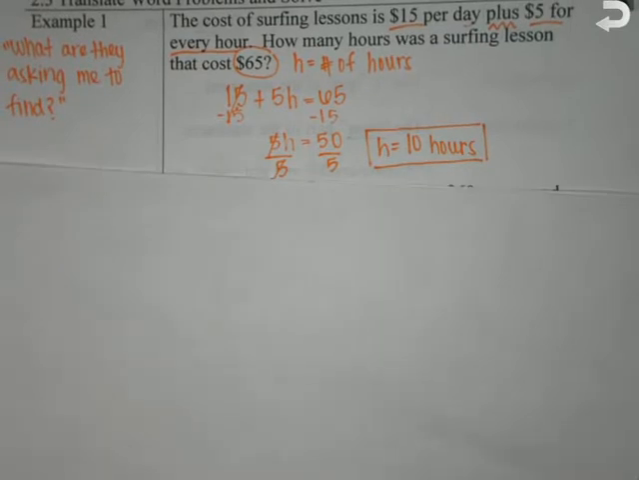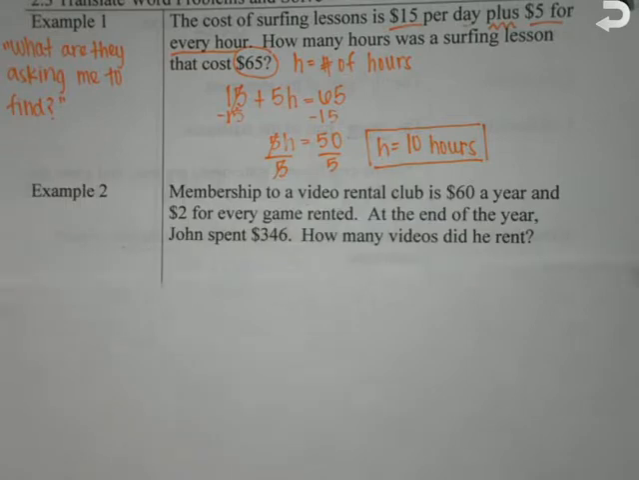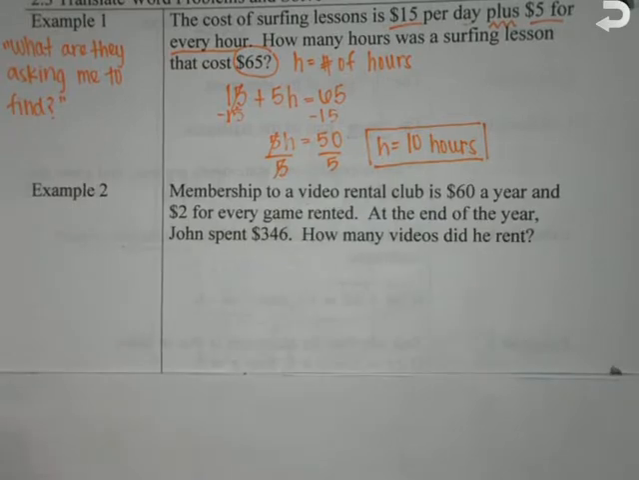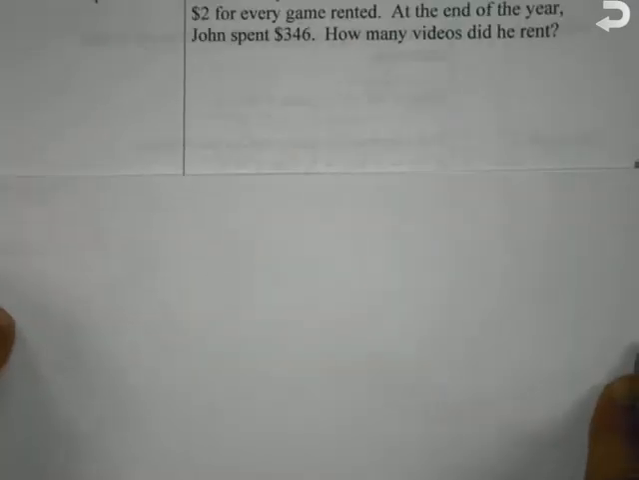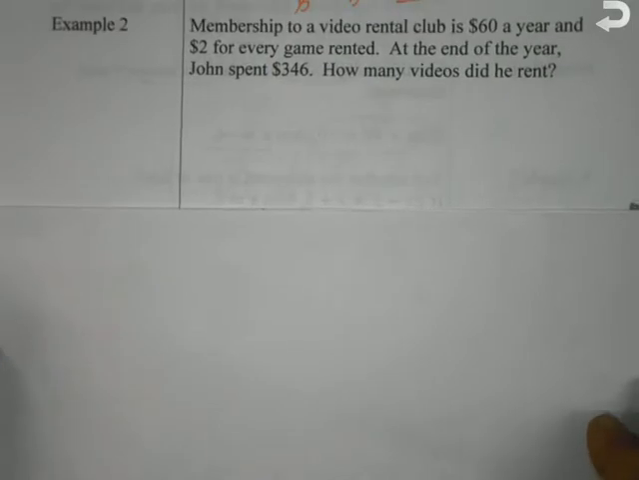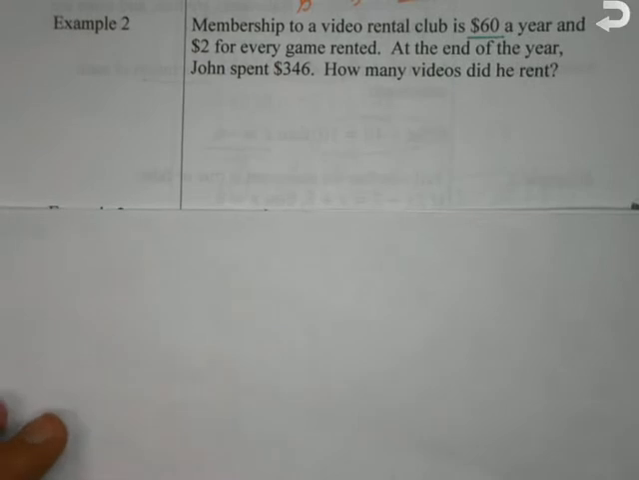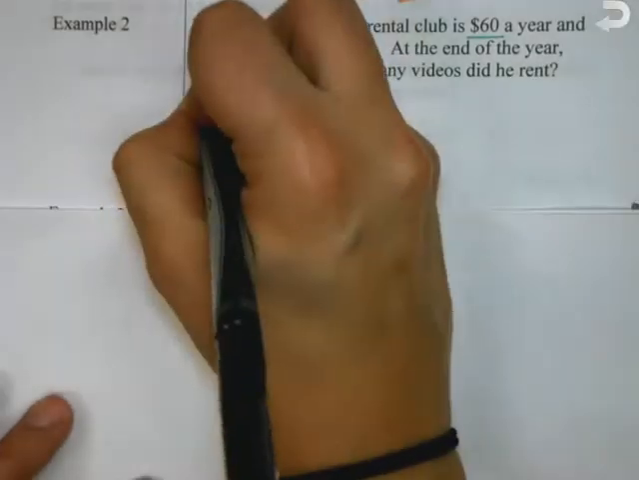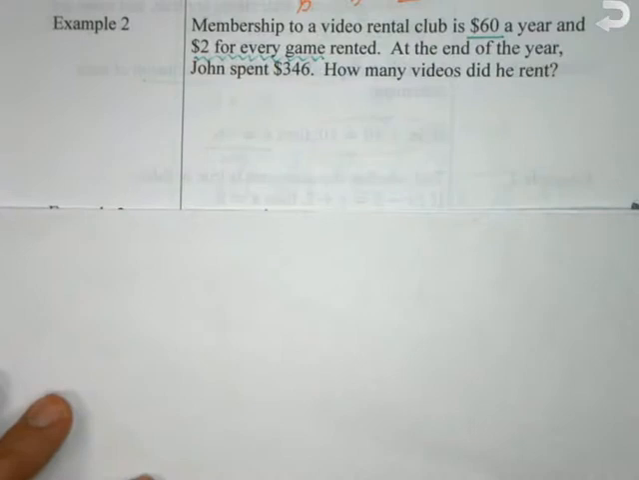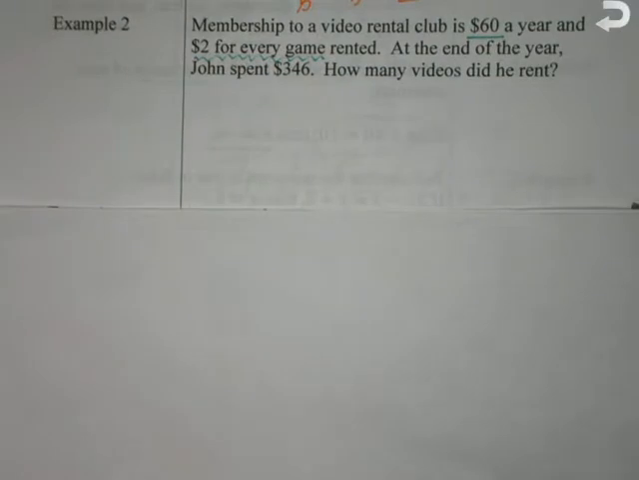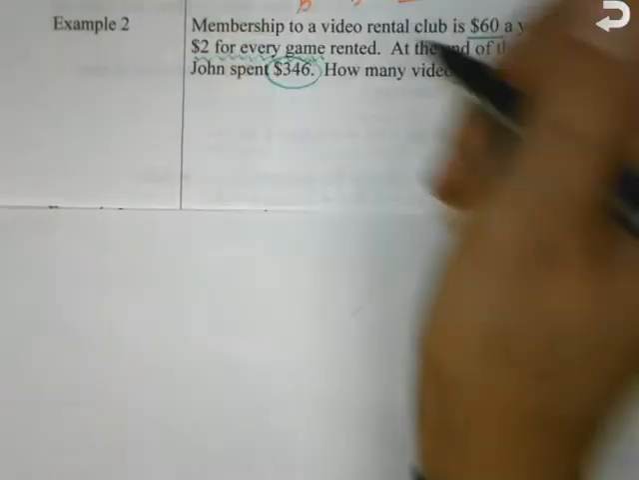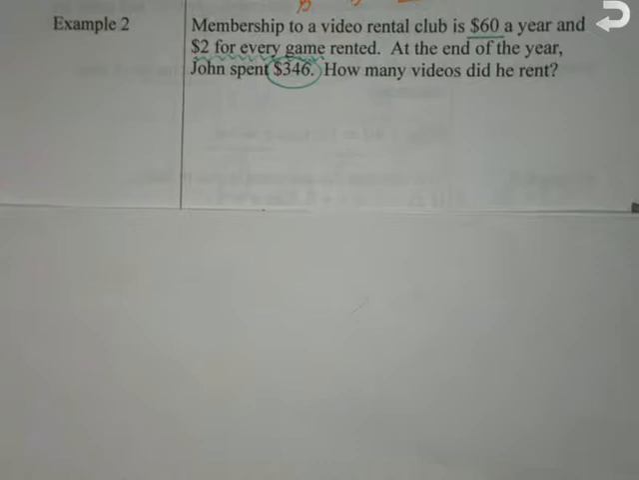Alright, let's look at example 2. Membership to a video rental club is $60 a year and $2 for every game rented. So you're paying $60 for the whole year no matter what, and $2 for each game or each video. At the end of the year, John spent $346. How many videos did he rent? What's my variable in this one? V, and V equals what? Videos. The number of videos.